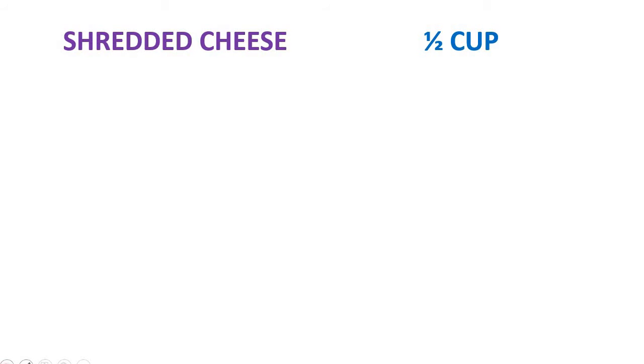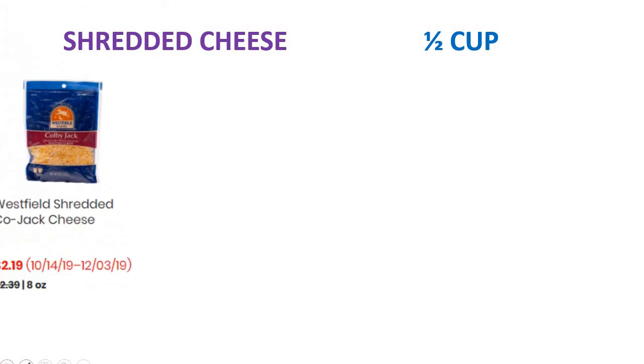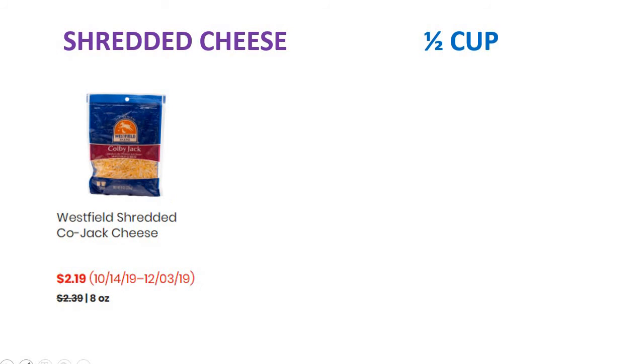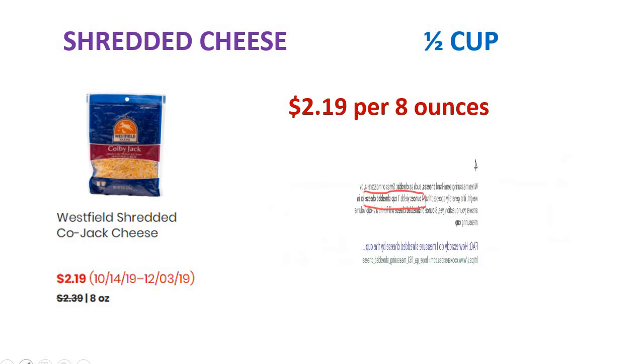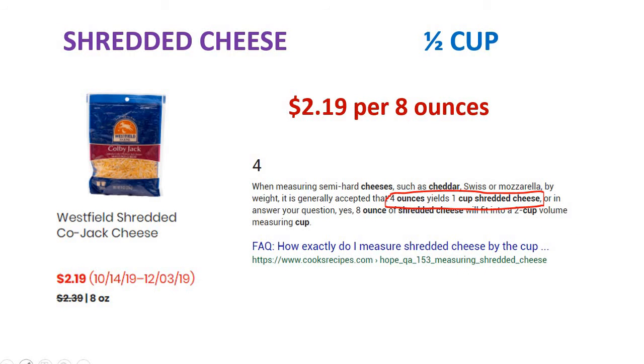Shredded cheese, I need a half a cup. So I'm again shopping. Hey, I found another bargain. $2.19. This is on sale. So for 8 ounces, I'm paying $2.19. Again, I need to make the conversion because I've got ounces and I need to know how many cups. So I do a little more hunting again and I see that 4 ounces is 1 cup, which means 8 ounces is equal to 2 cups. So I know that bag is 2 cups worth of cheese.